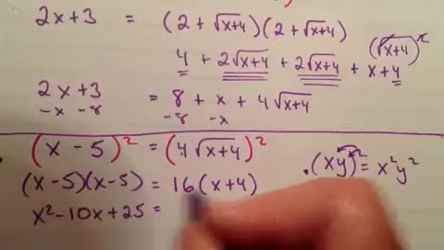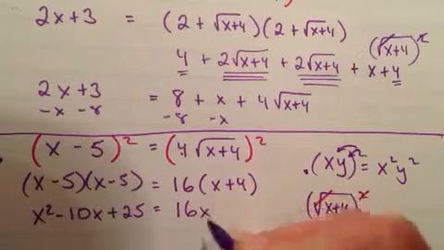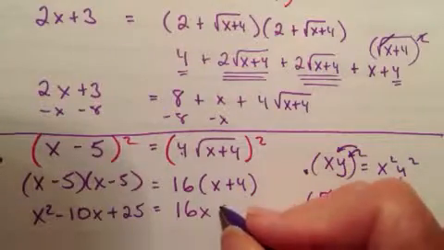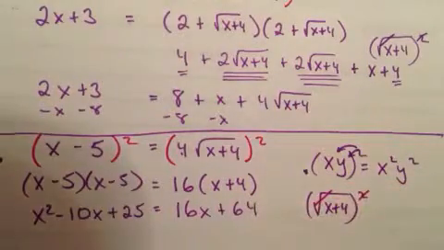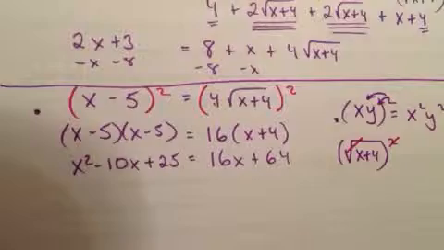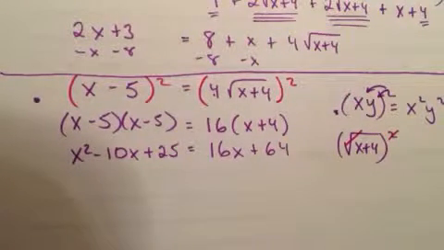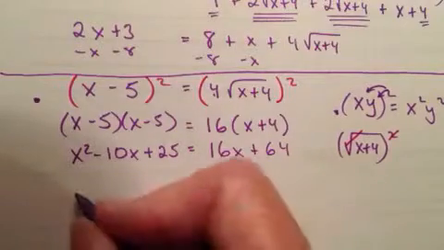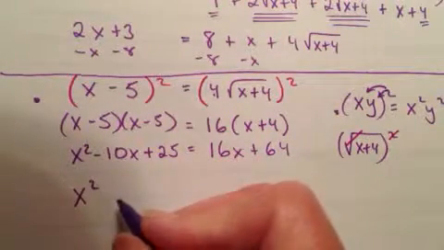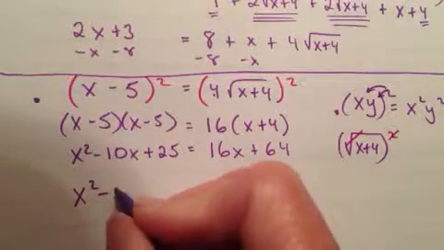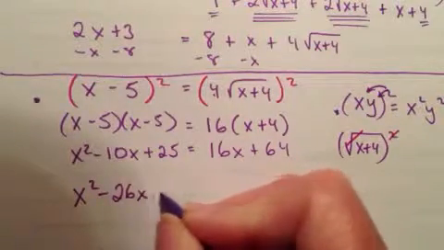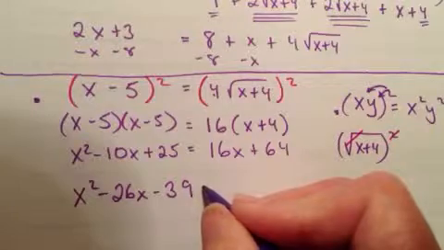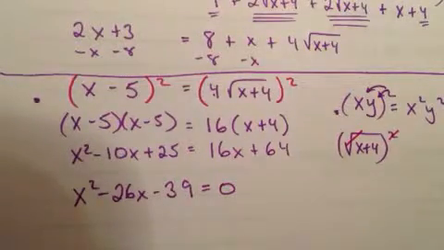Okay, so now I can distribute that parenthesis. So I have 16x plus 64. And now this is going to be a beautiful quadratic, because now what I'm going to do is simply move everything to one side of the equation. So I'm going to get x squared minus 26x minus 39, I just subtracted the 64 and the 16x from both sides, equals 0.